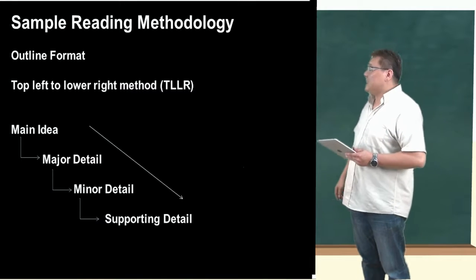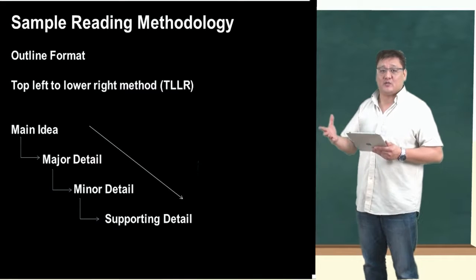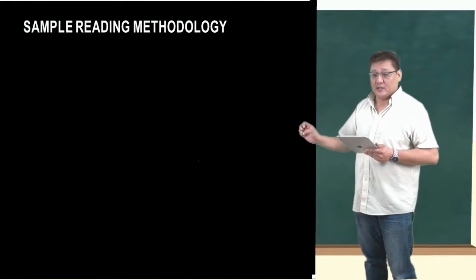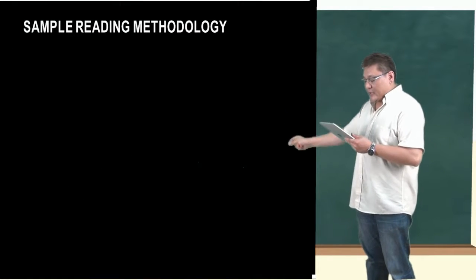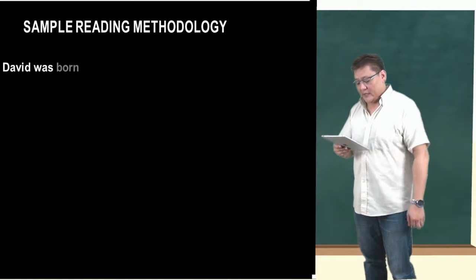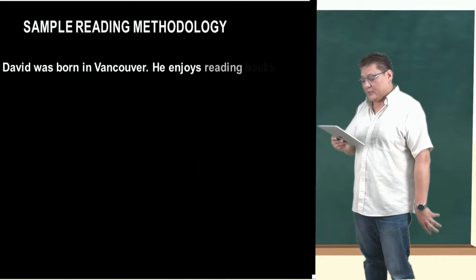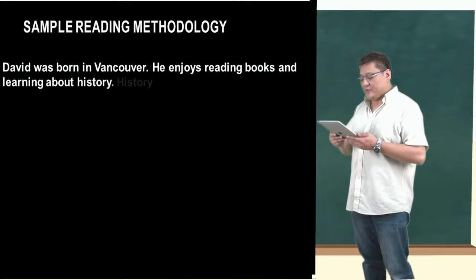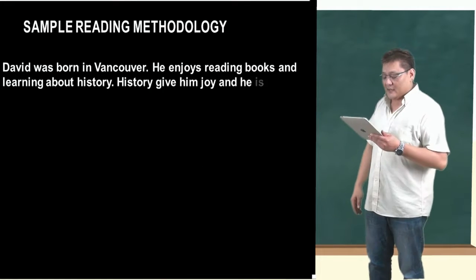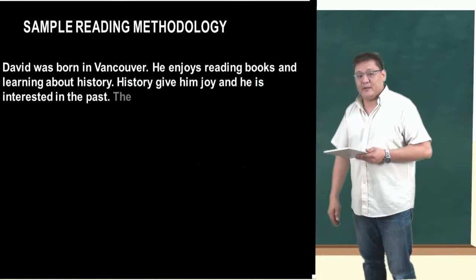So let's take a look at a sample. 너무 간단한 거 해줄게. 이거 국민학교 수준이다. Okay? Okay, let's take a look. Here we go. David was born in Vancouver. Okay? He enjoys reading books and learning about history. History gives him joy and he is interested in the past. The past teaches him to be a better person.